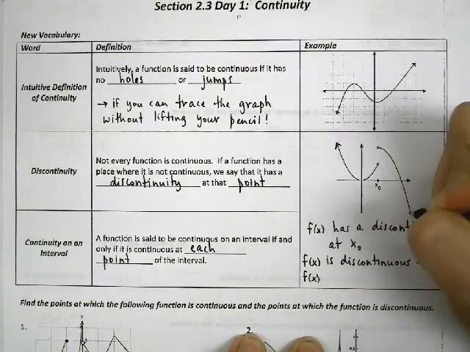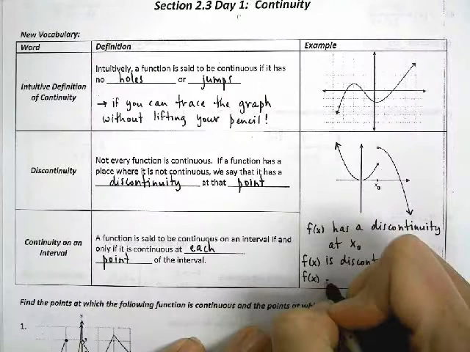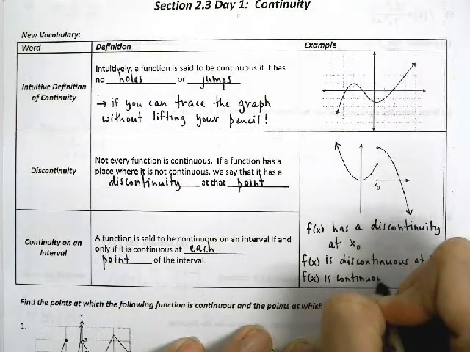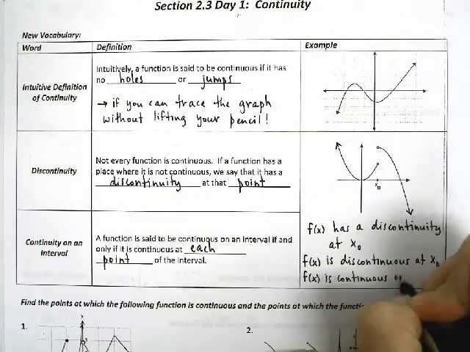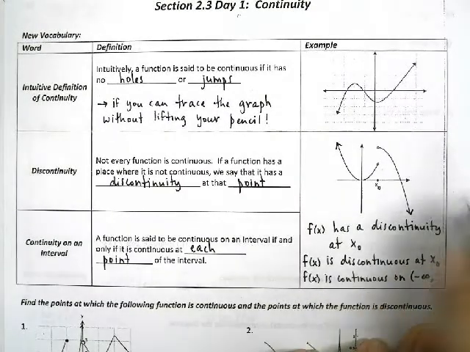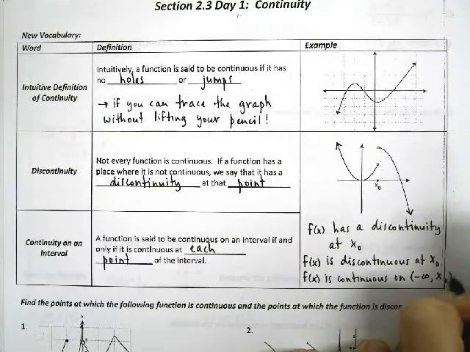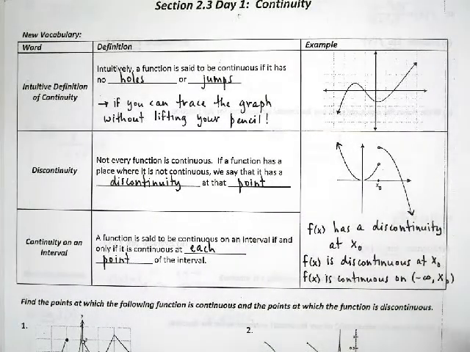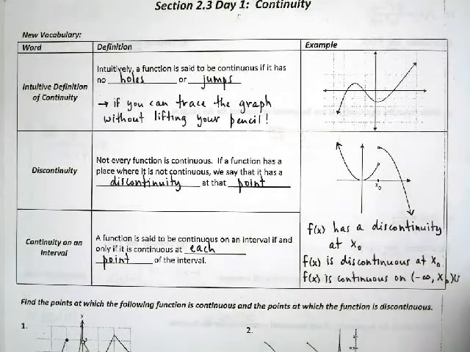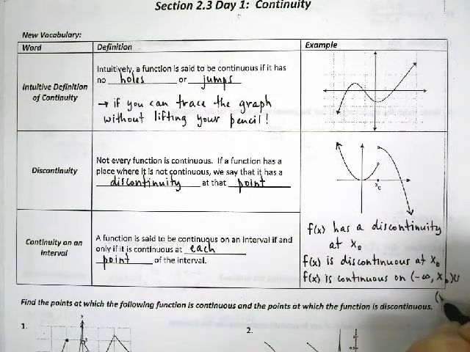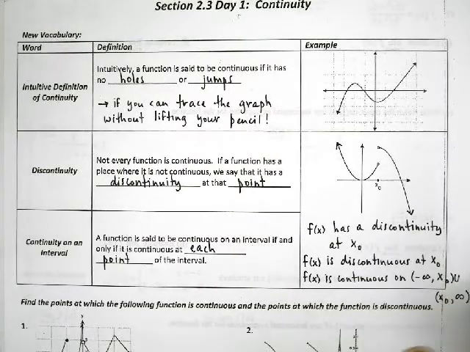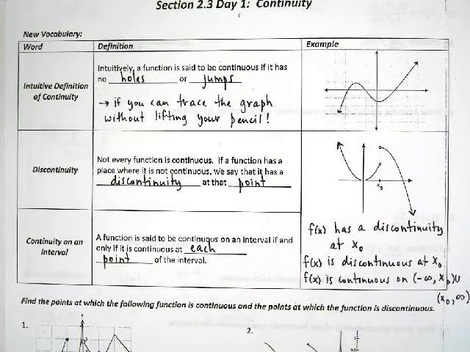Assuming, of course, let's say that these had arrows here. So we would say f of x then is continuous on the interval from negative infinity to x sub 0. Again, that's open because I'm not continuous at that point. And we're also continuous then on x sub 0, again, I'm excluding that point, to infinity.